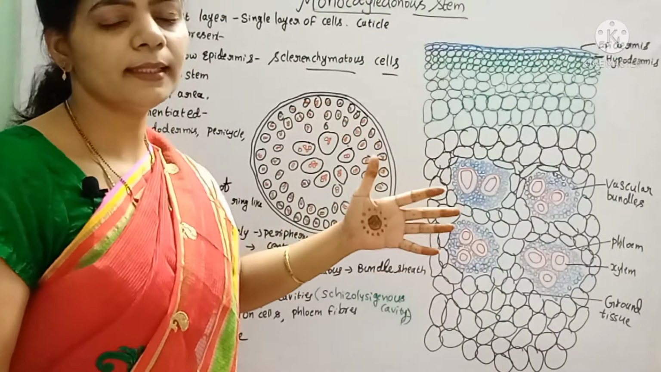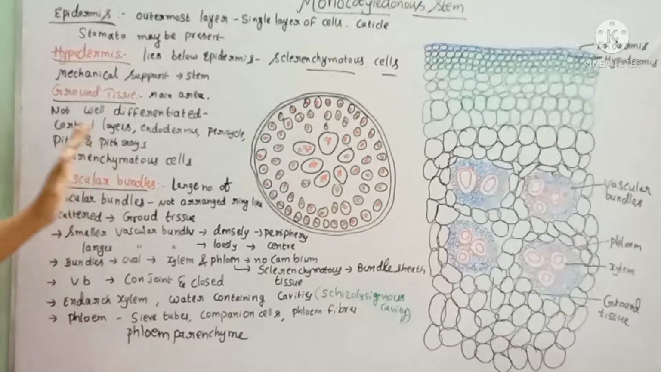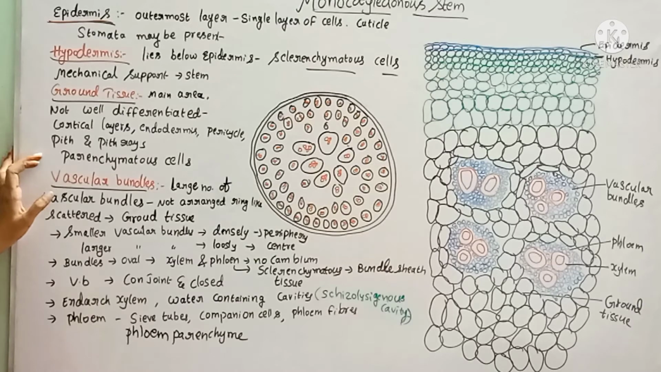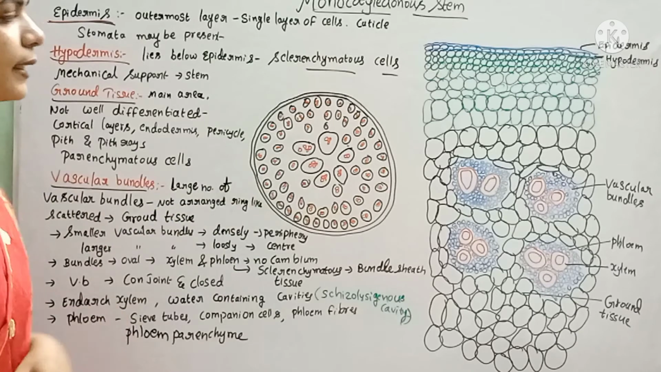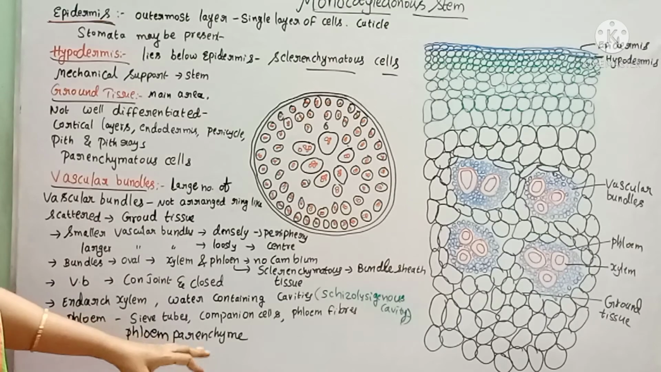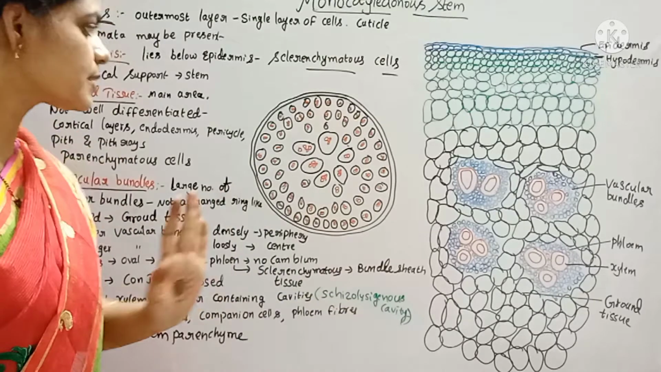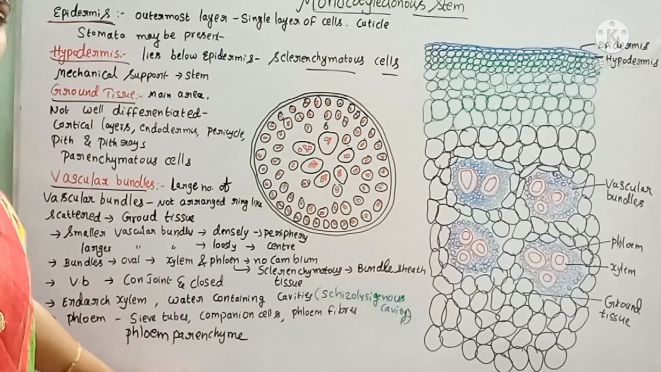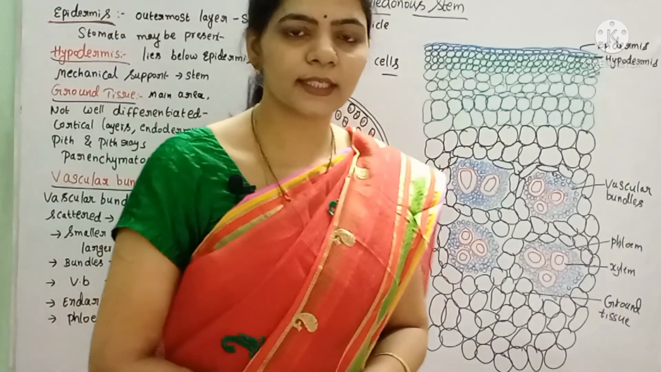There are no cortical layers, endodermis, pericycle and pith in the monocot stems. A large number of vascular bundles are arranged in an irregular manner within the ground tissue, and they are conjoint, each surrounded by a bundle sheath. The characteristic feature of these vascular bundles is that water containing cavities, called schizolysigenous cavities, are present. And the phloem does not have phloem parenchyma. So these are the main characteristic features of the monocotyledonous stem.